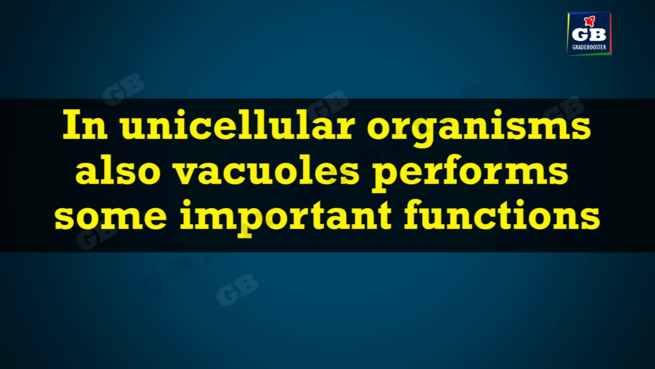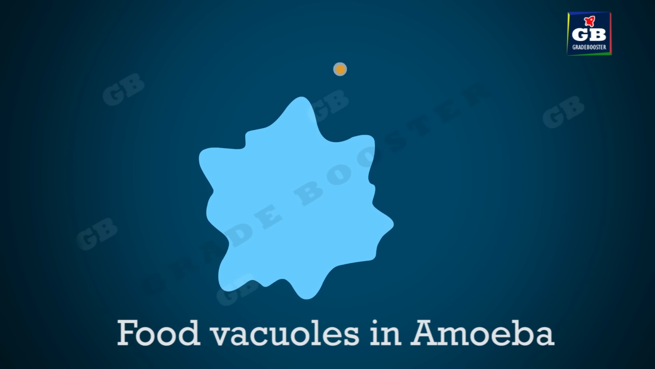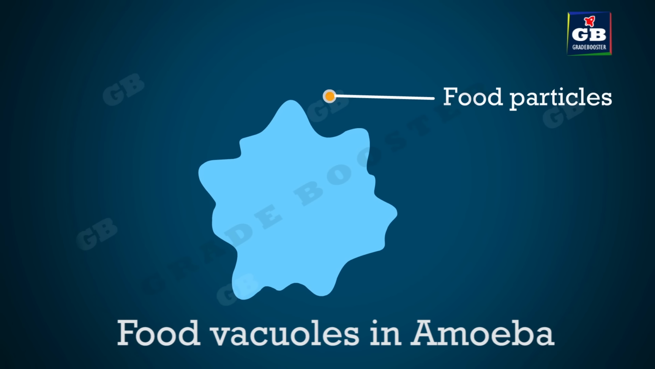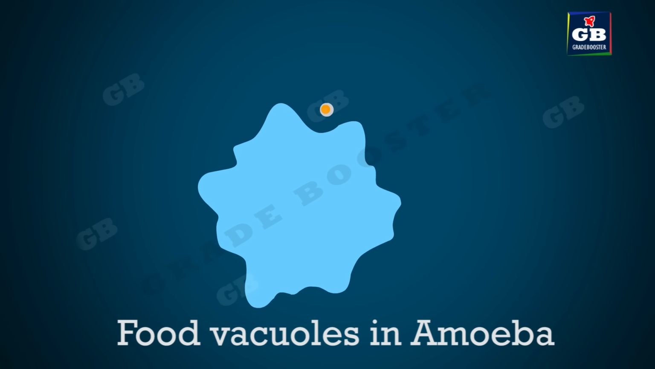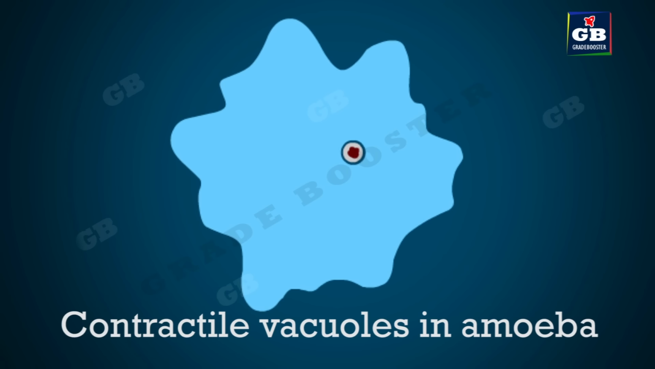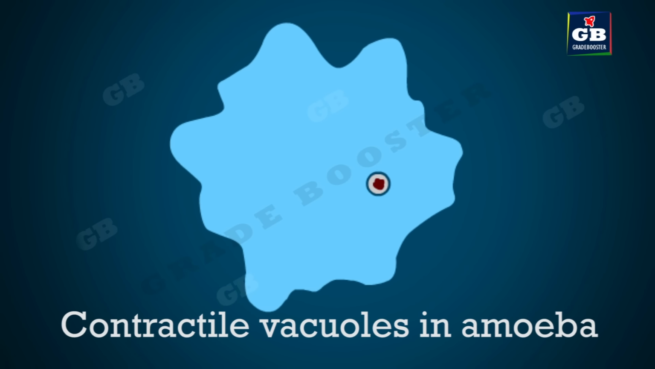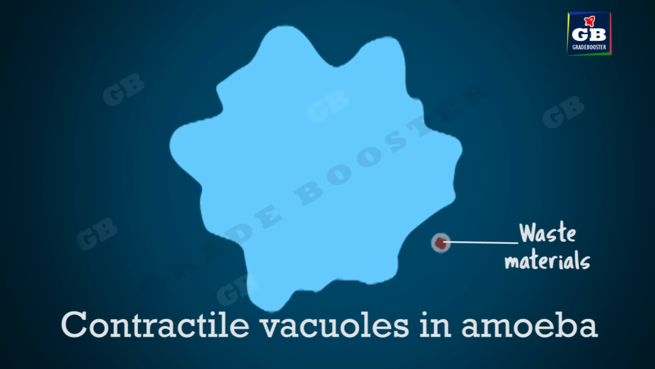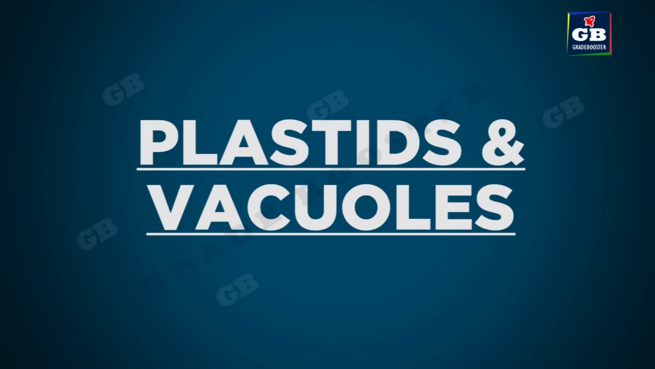In unicellular organisms also, vacuoles perform some important functions. In organisms like amoeba, the food enters the food vacuoles where it is digested and absorbed. In the same way, contractile vacuoles are formed to collect and excrete the excess water and waste materials. So this is all about plastids and vacuoles.